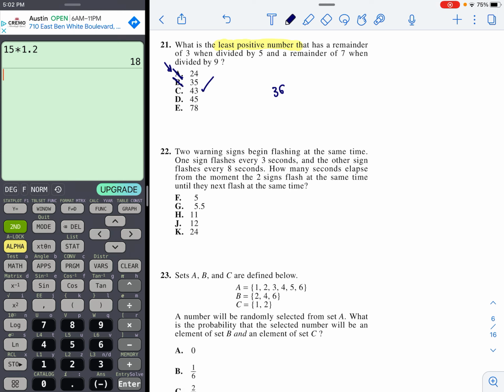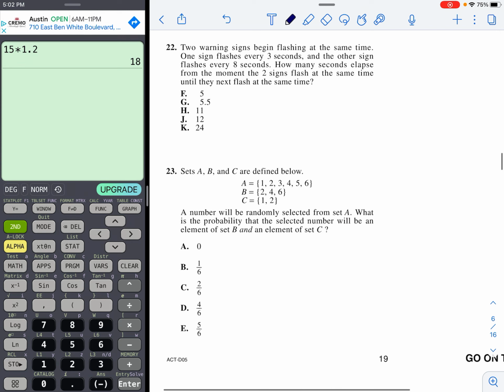Well, 9 times 4 is 36, and so there's a remainder of 43 minus 36, which is in fact 7. And so since I've gone in order from least to greatest, I know that I've found the least one there.